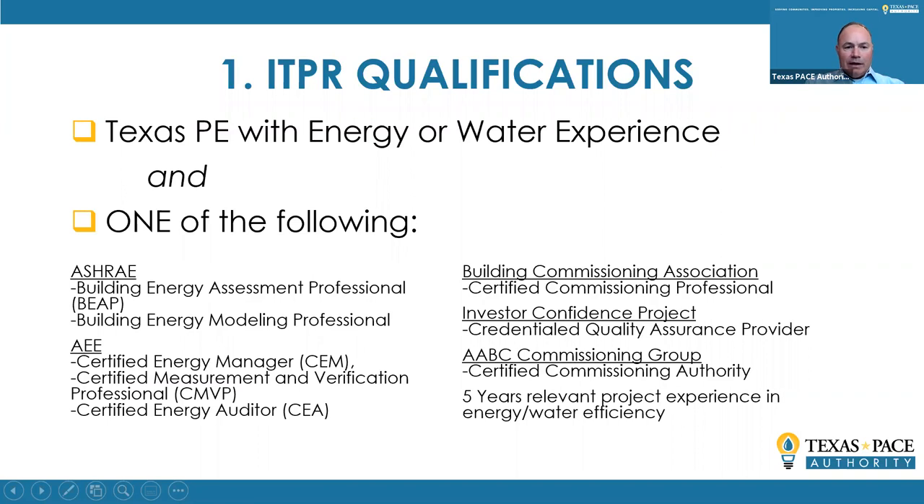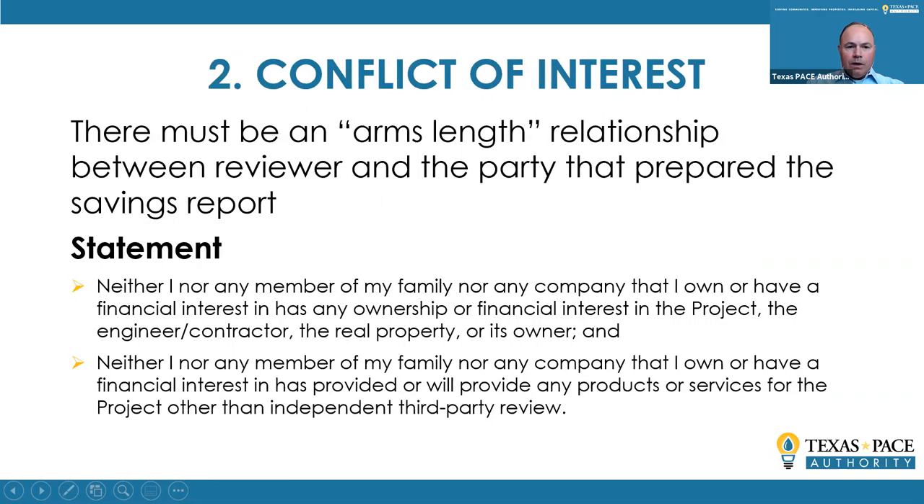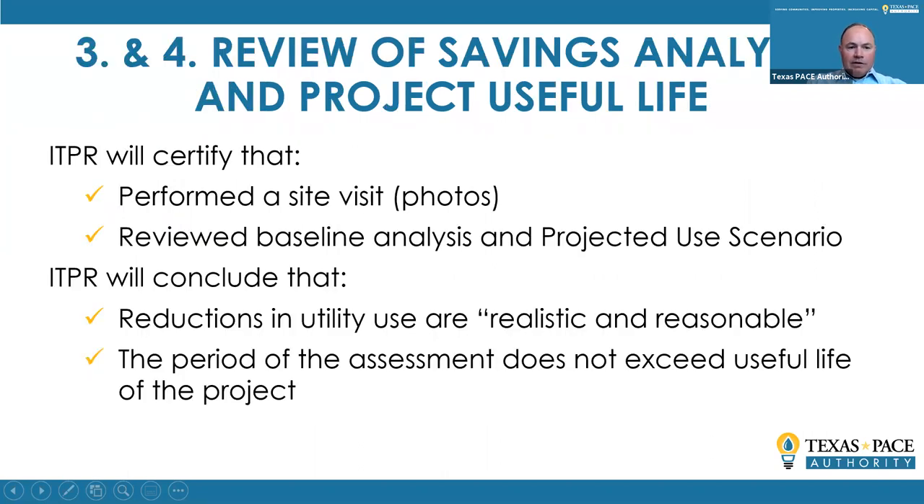The qualifications you have, again, are a Texas PE with experience in this sort of building analysis work. The conflict of interest statement has to be an arm's length agreement, with a statement that you're not directly involved in ownership of the project. And that you perform the analysis, which typically involves an initial site visit, so you have a good understanding of the way the project is starting. You've reviewed the baseline analysis and concluded that the reductions in utility use are reasonable. Again, professional judgment there. And that the period of the assessment does not exceed the useful life of the project. So those are the components.